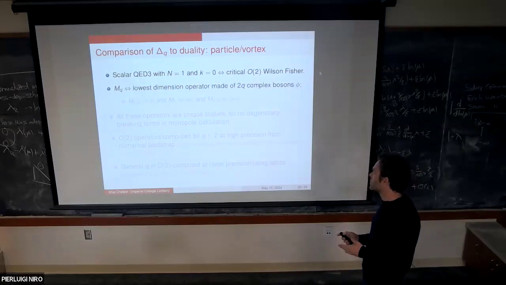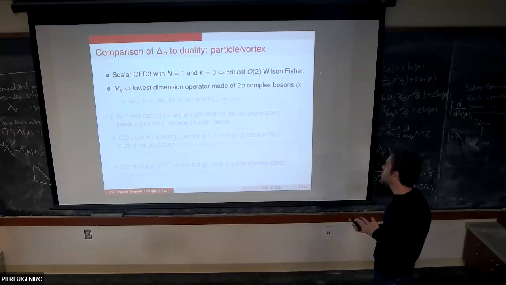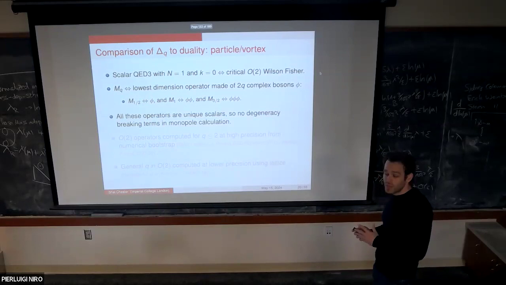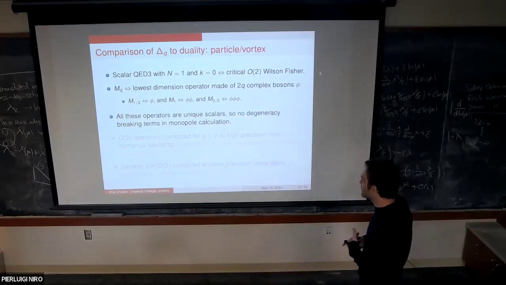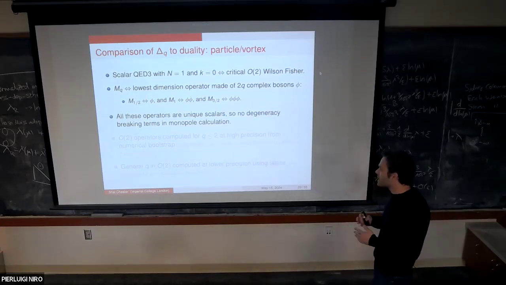monopoles of charge Q are supposed to be dual to the lowest dimension operator made out of 2Q complex bosons phi in the Wilson-Fisher theory. So for instance, 1 phi would be the lowest monopole, 2 phi is the second lowest monopole, etc. All these operators are unique scalars, because of course they have different dimensions. And so you don't have to worry about any kind of degeneracy, which makes life simpler.